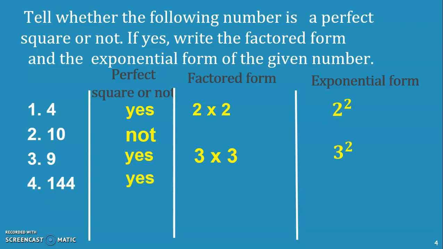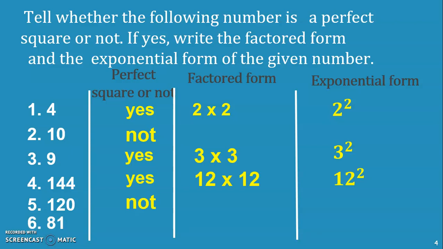144, yes, a perfect square dahil 12 times 12 or 12 squared. How about 120? It is not a perfect square. Number 81. Yes, a perfect square. 9 times 9 or 9 squared.